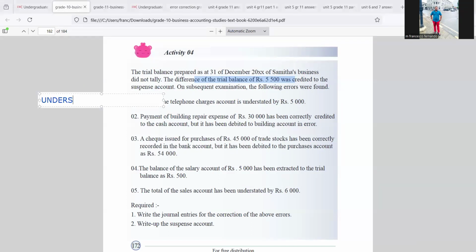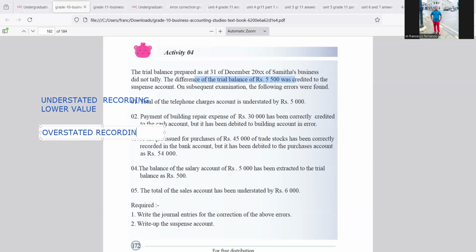First one, total of telephone charges is understated by 5,000. What is meant by understated? Understated means recording in a lower value. What is meant by overstated? Overstated means recording in a higher value.